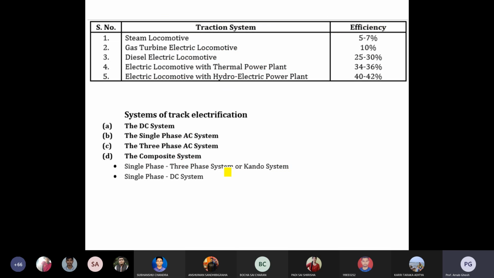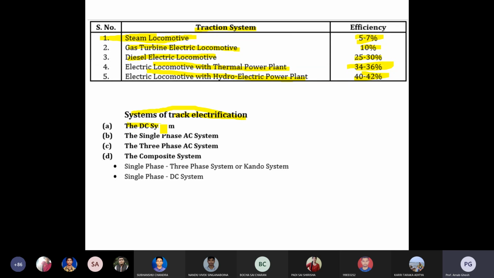So traction systems, like that. So how much efficiency are we talking about for different types of traction system? Steam locomotive efficiency is 5 to 7%, gas turbine electric locomotive 10%. Okay, so diesel electric locomotive 25% to 30%, electric locomotive from thermal power plant 34 to 36%, locomotive from hydroelectric power plant, okay, 40 to 42%. Now we are using totally electric traction, that is more than 80% efficiency.